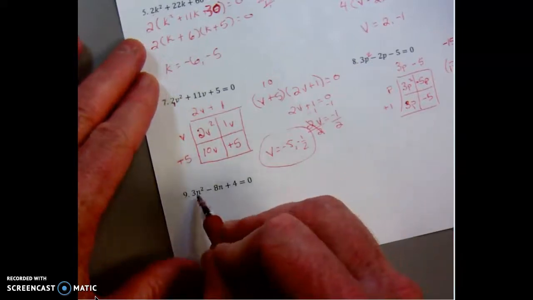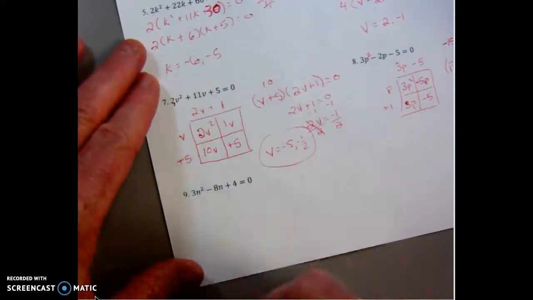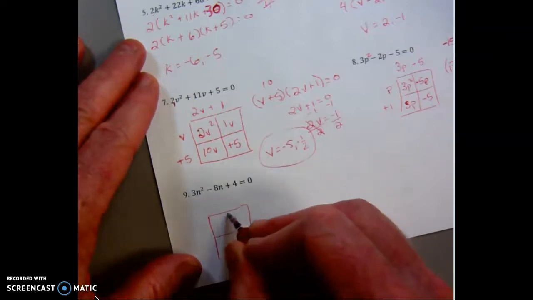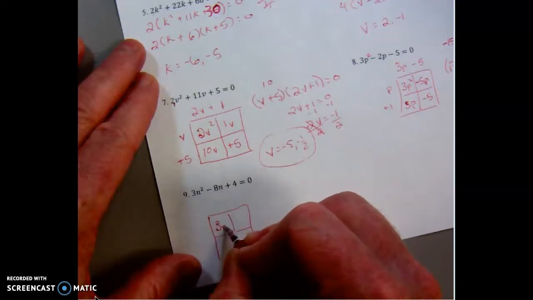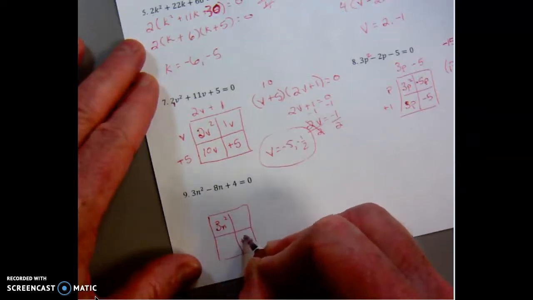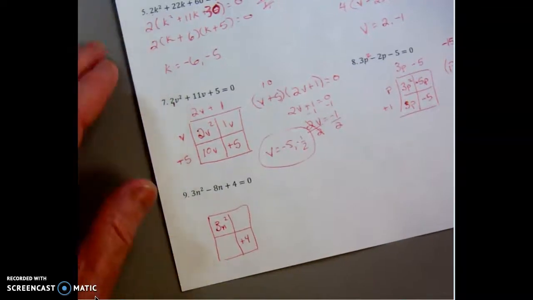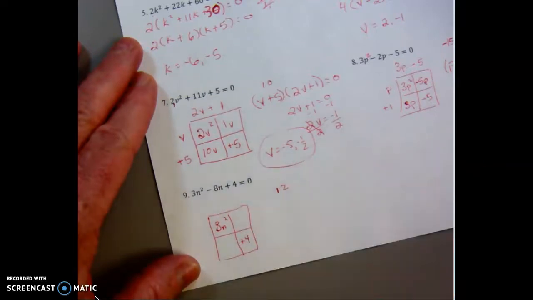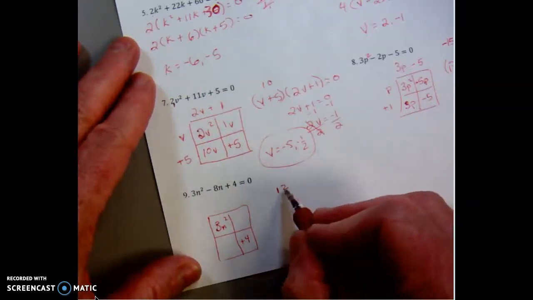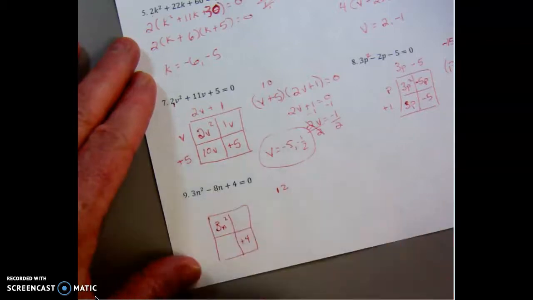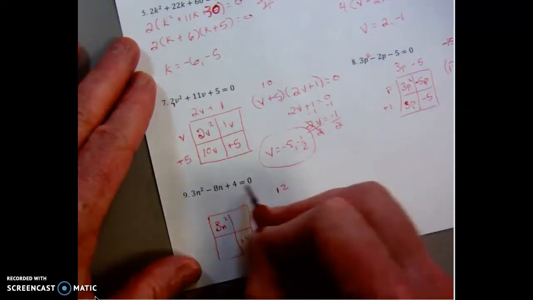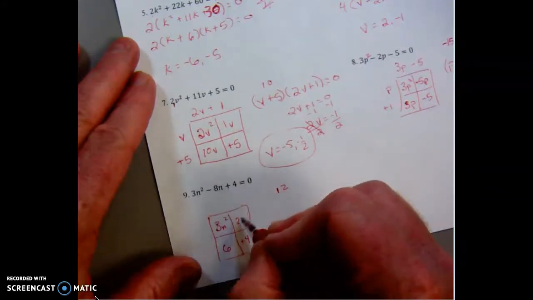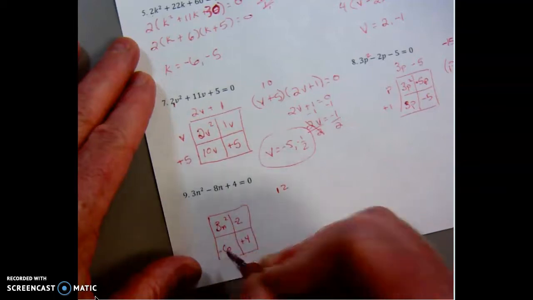Again, I can't divide everything by a 3, so that tells me I'm going to use the box method to undo it. So 3n squared in the first box, positive 4 in the bottom corner. A times c, so that's going to give me 12. Now I need factors of 12 that add up to negative 8. Well, the factors of 12 that add up to 8 are 6 and 2, but if I need them to be negative 8, they must both be negatives.